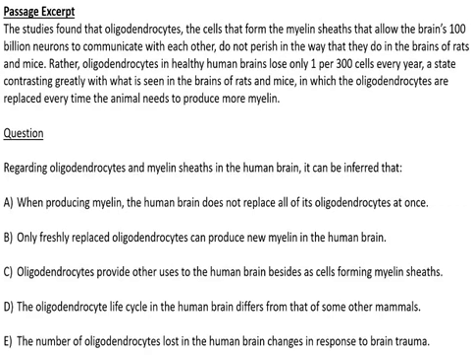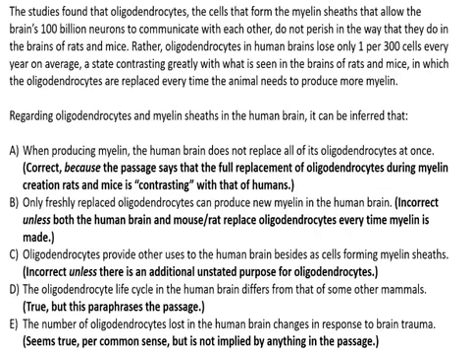Right, welcome back. Let's take a look at the answers. Okay, so the first thing we want to say is that A actually is the correct answer. And what does A say? It says that when producing myelin, the human brain does not replace all of its oligodendrocytes at once. So, why is that correct? Well, replacing all of the oligodendrocytes at once, we see that toward the end of the paragraph. The oligodendrocytes are replaced, not some of them, the oligodendrocytes. So all of them are replaced when the animal needs to produce more myelin.